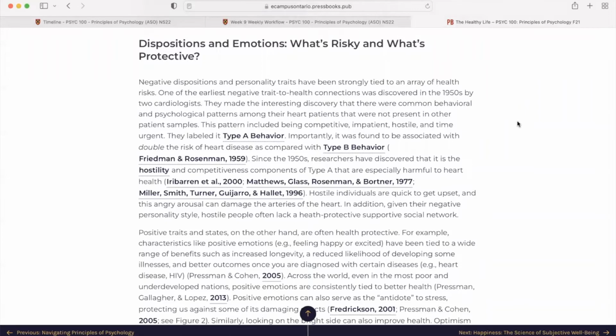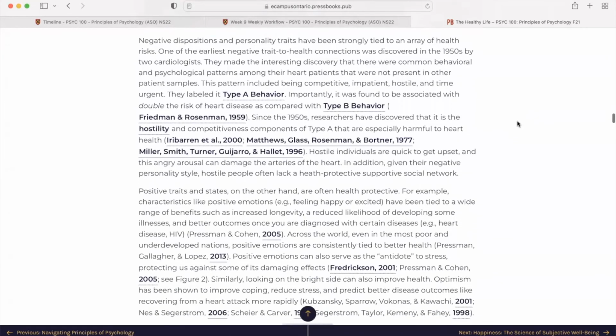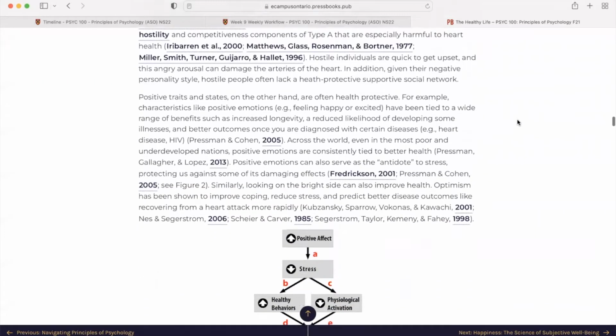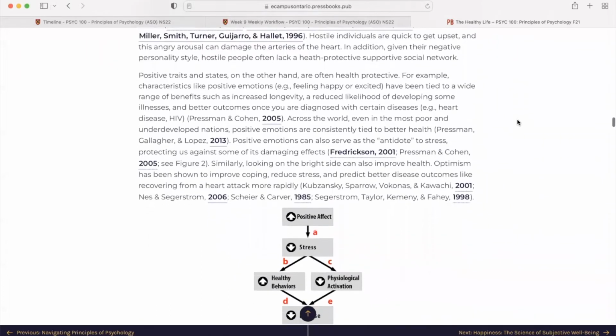This pattern included being competitive, impatient, hostile, and time urgent. They labeled it type A behavior. Importantly, it was found to be associated with double the risk of heart disease as compared to type B behavior. Since the 1950s, researchers have discovered that it is the hostility and competitiveness components of type A that are especially harmful to heart health. Hostile individuals are quick to get upset, and this angry arousal can damage the arteries of the heart. In addition, given their negative personality style, hostile people often lack a health protective, supportive social network.